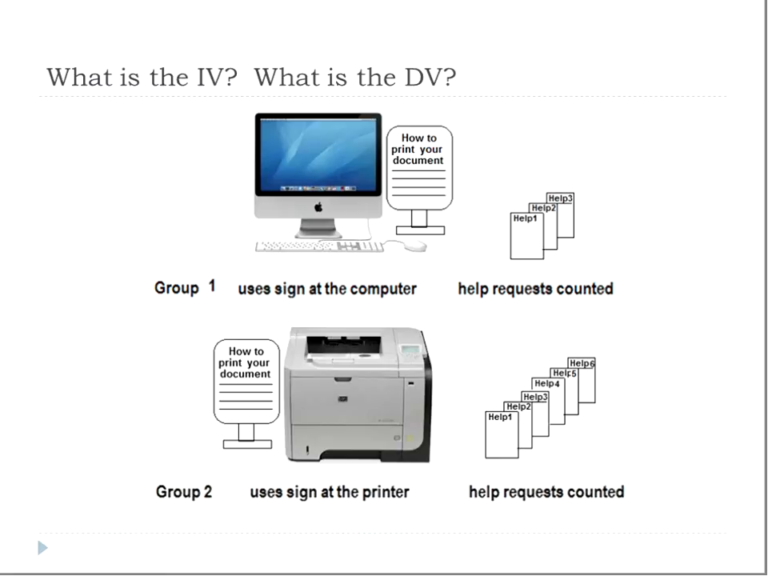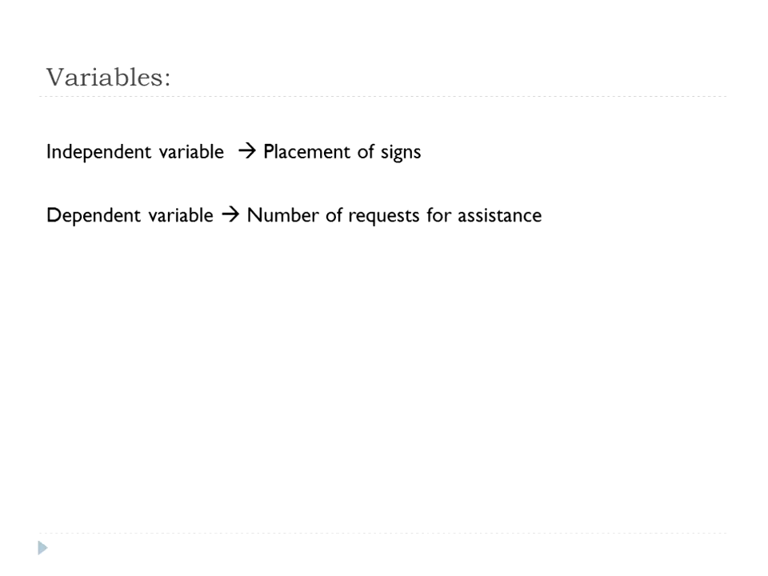So she's got an independent variable and she's got a dependent variable. What are they? And she's got two groups. She's got a pretty complicated design going here. Group 1 uses the sign position at their computers, and she counts the help requests. Group 2 has to go to the printer and read the sign, and then she counts the help requests. So what's the treatment and what are the measures?